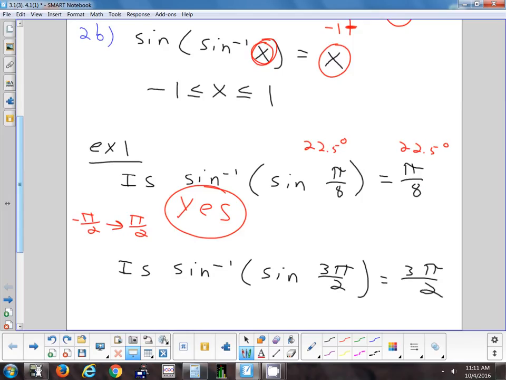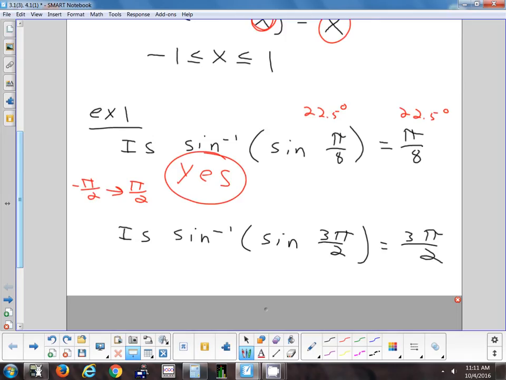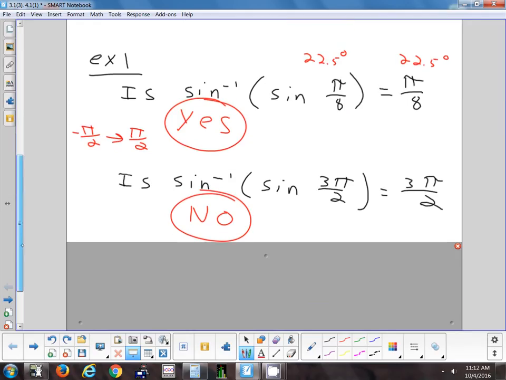No. If you triple pi/2, you're way past it. If that doesn't make sense, change it to degrees, and you'll see that it's 270. So Dan, is the inverse sine of the sine of 3 pi over 2 going to come out to 3 pi over 2? No. That one doesn't work. Okay, so there's a couple examples of formula 2a.